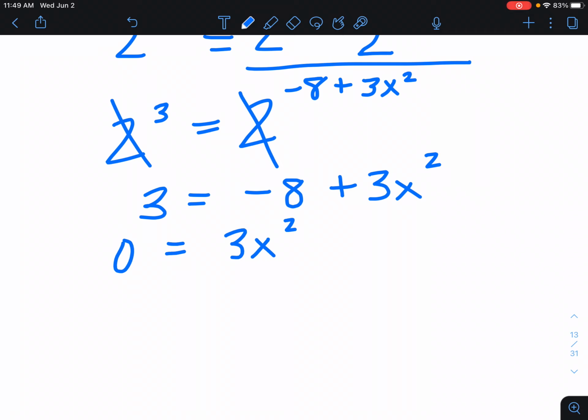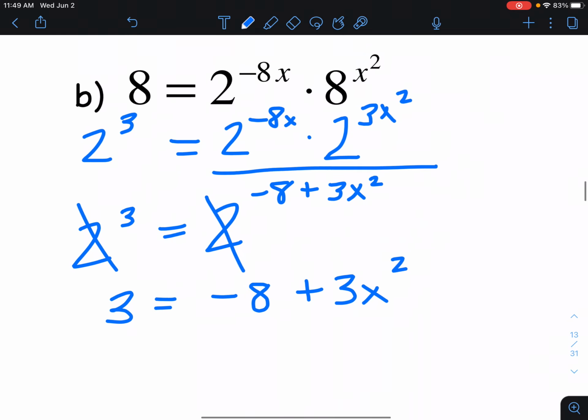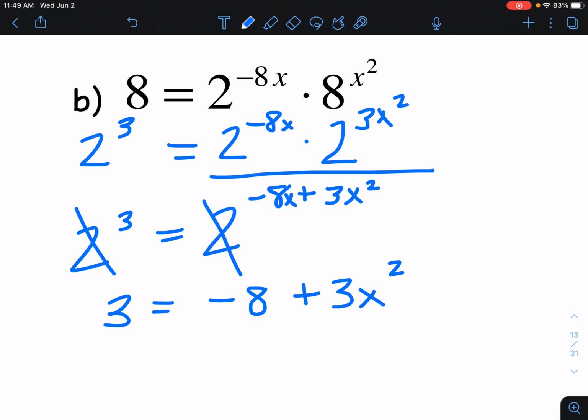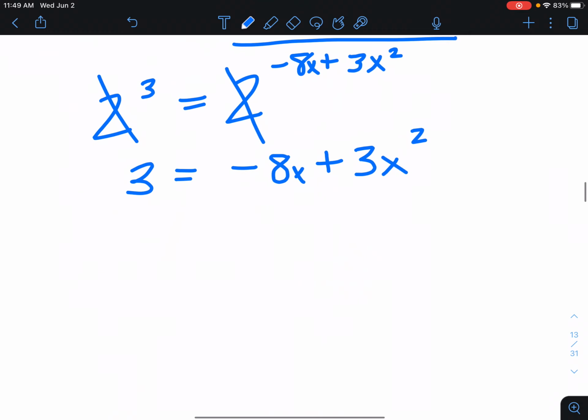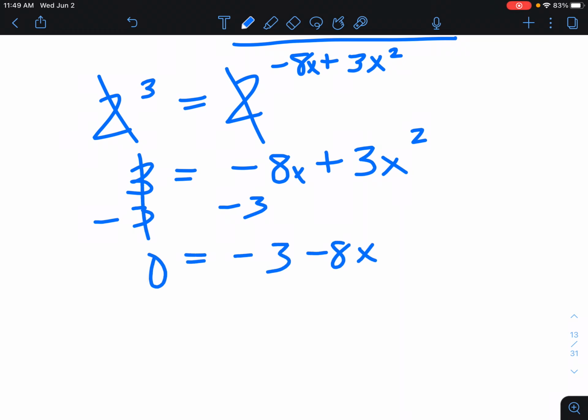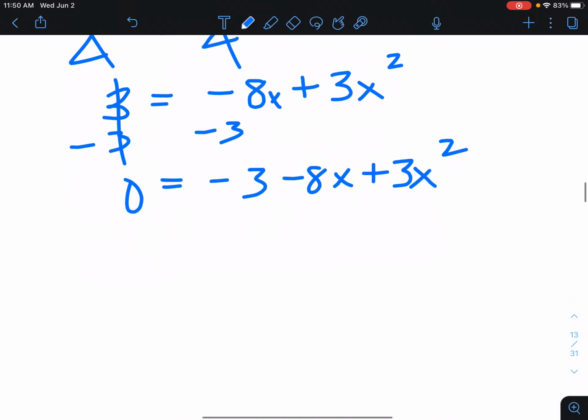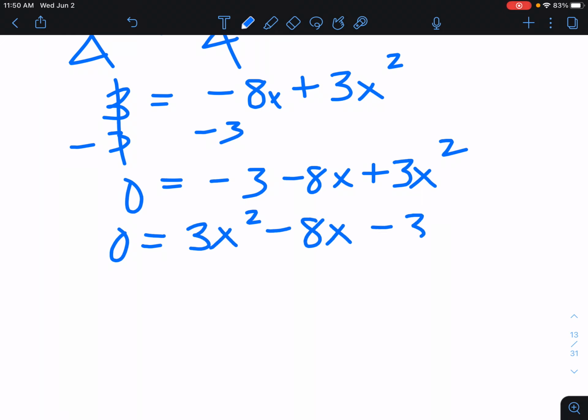I'm just rearranging here. Actually, let me back this up. I want to write this a little different here. Also, I made a little error here. I forgot to bring down the x with the 8. So let me clean that up. So let's subtract 3 from both sides. So 0 equals... Now I do want to rearrange this and put it in standard form. Remember, x squared, then x, then the constant should be the order. So that would be 3x squared minus 8x minus 3.